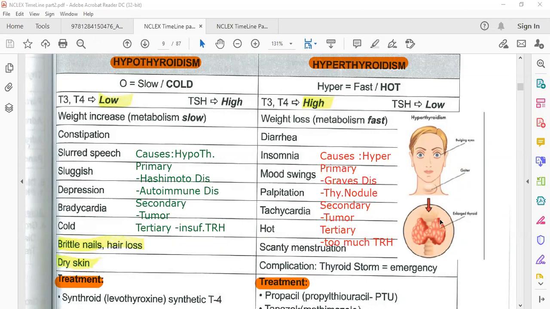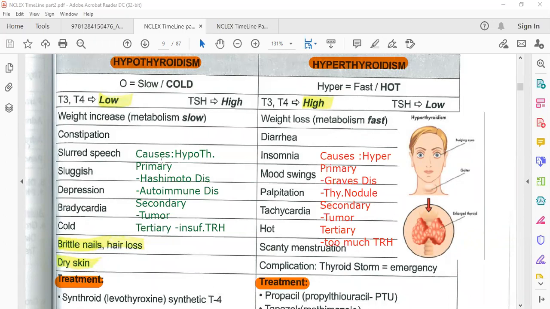So let me recap it. If there is inadequate production of thyroid hormones like T3, T4 by the thyroid gland, the patient develops hypothyroidism. What are the causes of hypothyroidism? The causes we categorize as primary, secondary, and tertiary.